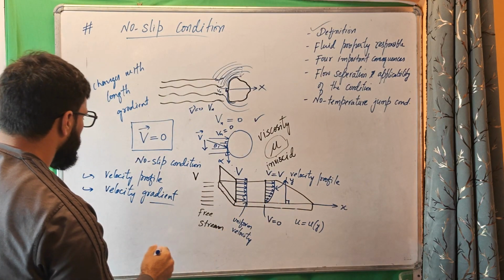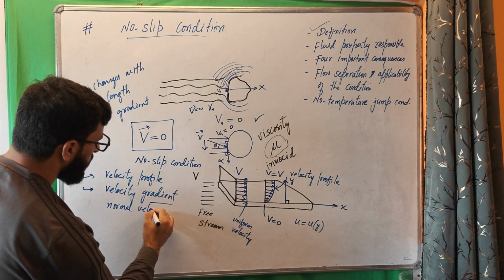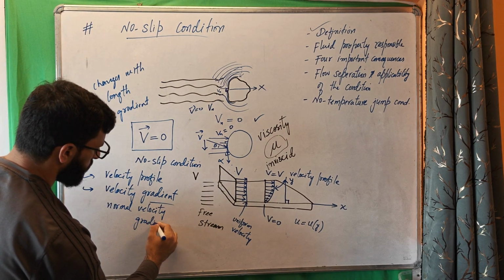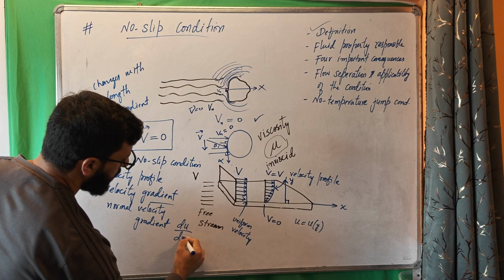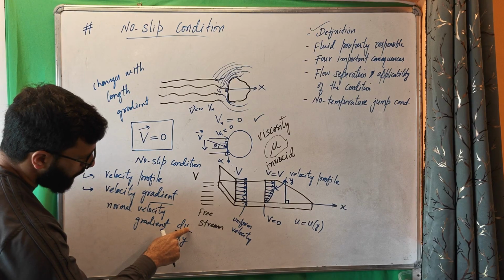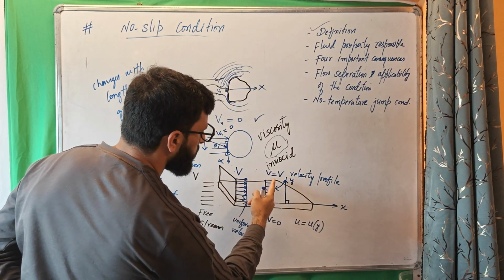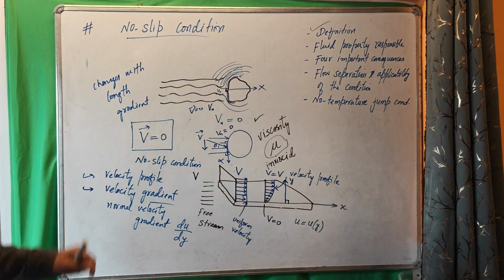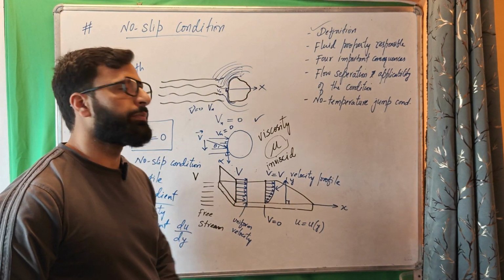So velocity changes along the normal direction. That means we get a normal velocity gradient, denoted as du divided by dy. It is the change of velocity with respect to y direction. It is zero, it is increasing and becoming maximum. So the second consequence of the no slip condition is that the normal velocity gradient gets created.